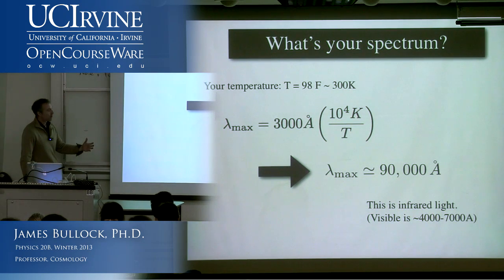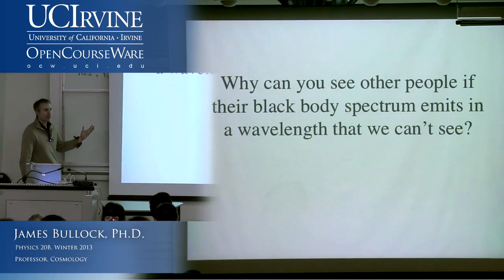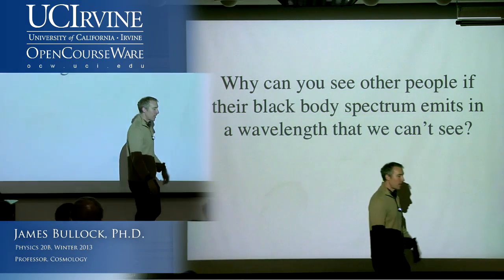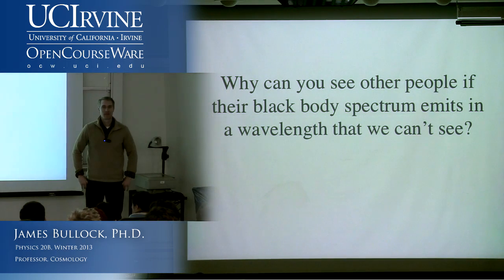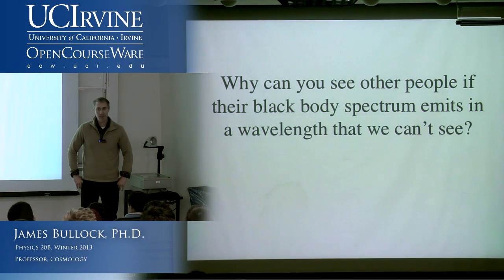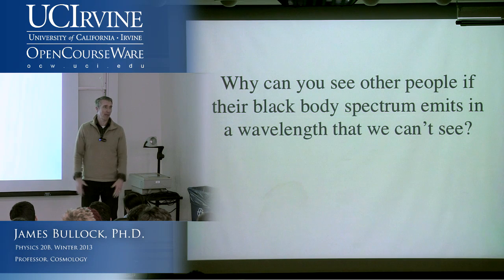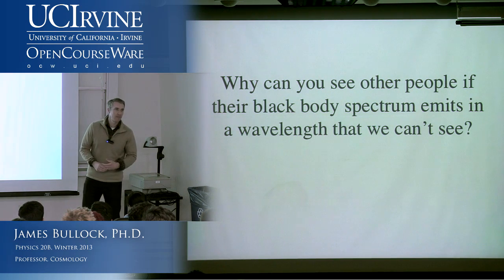But let me ask you a question then. So we're emitting our light in the infrared. We can't see in the infrared. How can we see each other if our light's coming out in the infrared? How do we see each other? Light's reflecting off of us. Yeah, light's reflected off of us. And that means we are not perfect black bodies. The fact that we can see each other is proof that we are not perfect black bodies, because light's being reflected off of us, and the reflected light is a different spectrum than the radiated light.